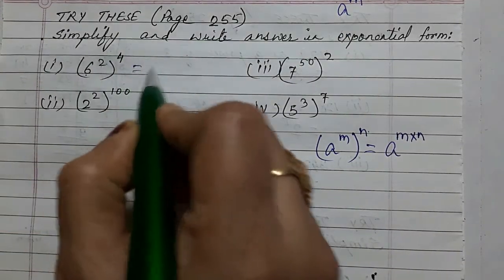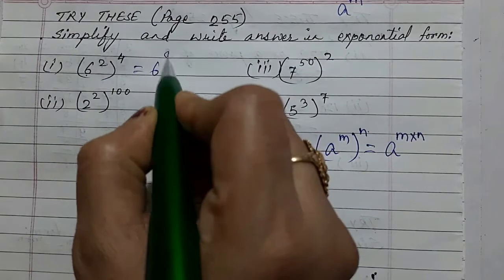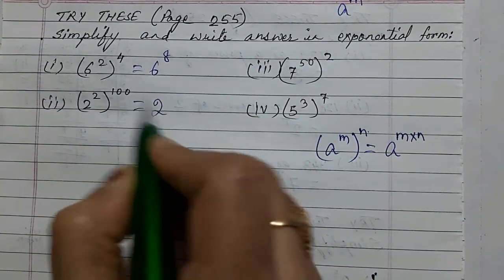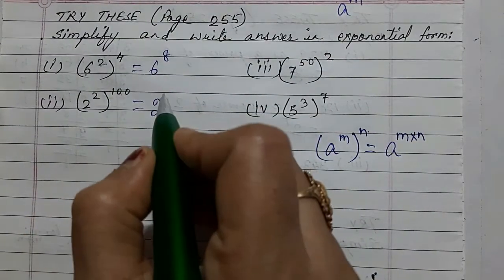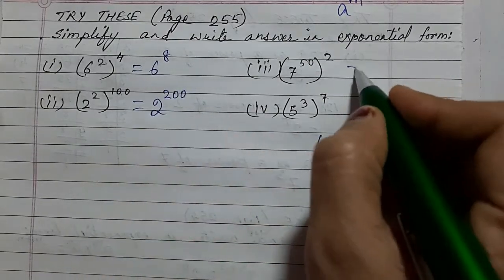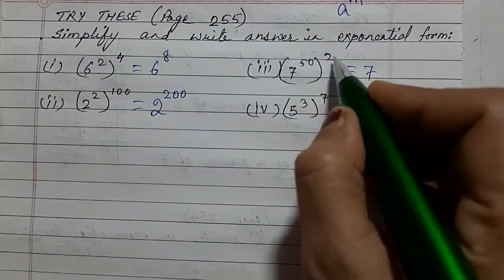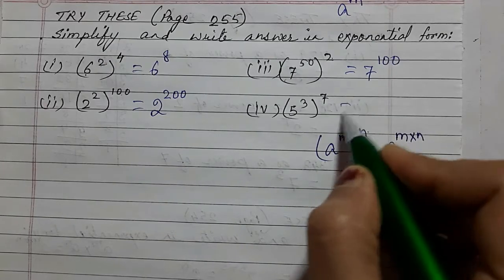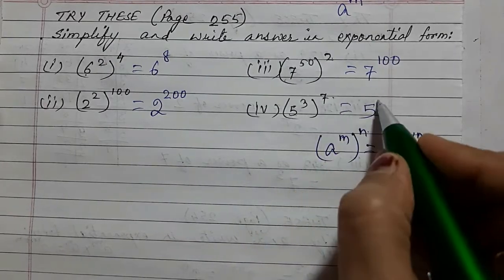6 to the power 2 multiplied by 4 is 8. 2 to the power 2 multiplied by 100 is 200. 7 raised to the power 50 into 2 is 100. 5 raised to the power 3 7s are 21.